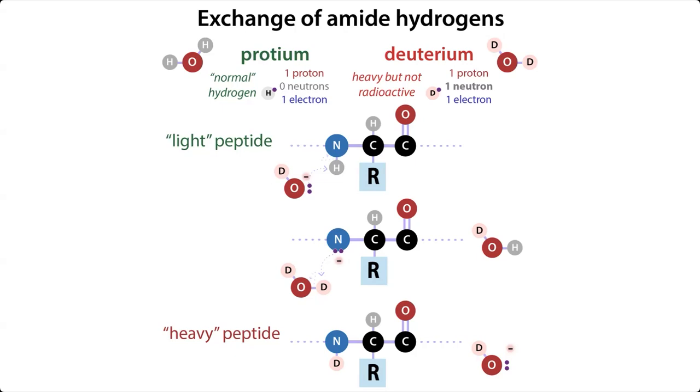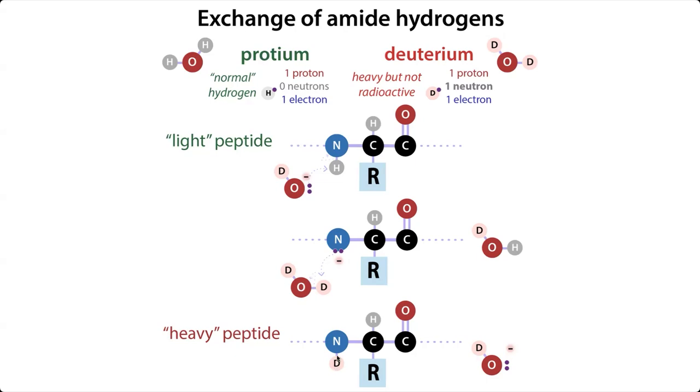What can happen is you can have a hydroxide ion that actually goes and acts as a base and steals one of those protons from the amide backbone. This is going to take away the normal hydrogen. Now, that nitrogen is left with a negative charge. It's left without a proton. It has a lone pair. That lone pair can then act as a nucleophile. It can act as a base, steal a deuterium from a deuterated water particle. And this is then going to make the backbone have a deuterium instead of having a protium. And voila, your peptide is now heavier.